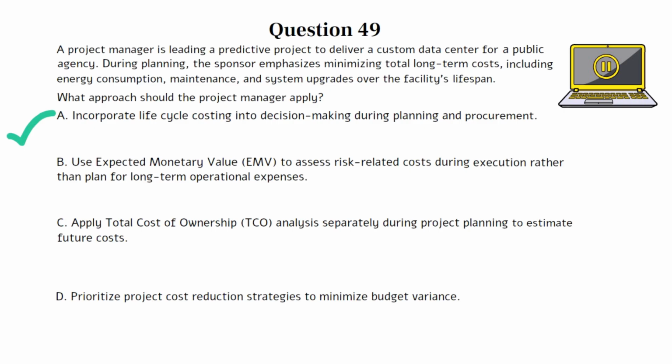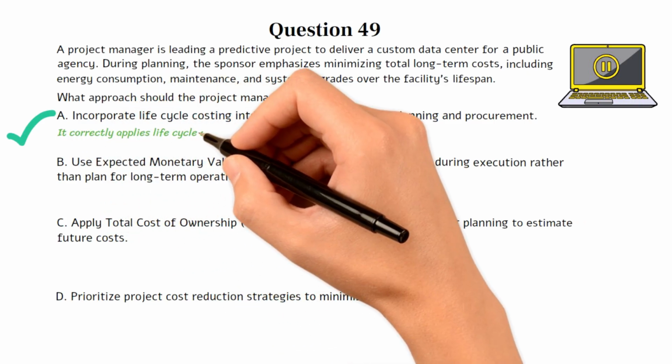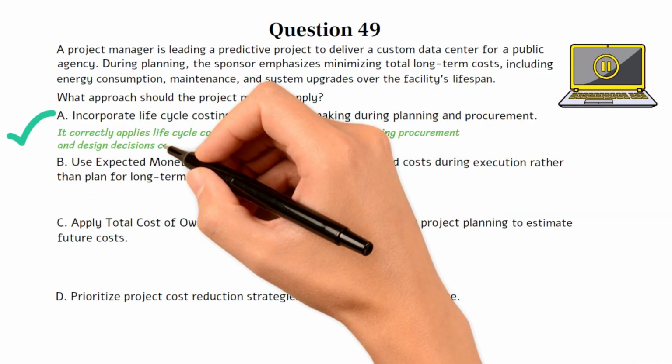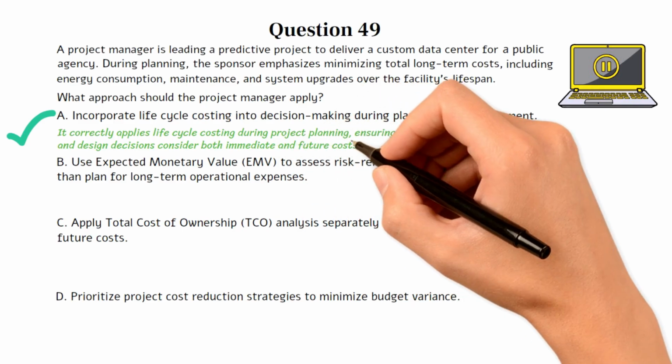This question tests your understanding of lifecycle costing, a cost management technique that considers not just the project budget, but also the total cost of ownership over the product's lifetime. It's especially relevant in predictive projects involving infrastructure, where long-term maintenance, energy, and upgrade costs significantly affect overall value. Choice A is the best option because it correctly applies lifecycle costing during project planning, ensuring procurement and design decisions consider both immediate and future costs.